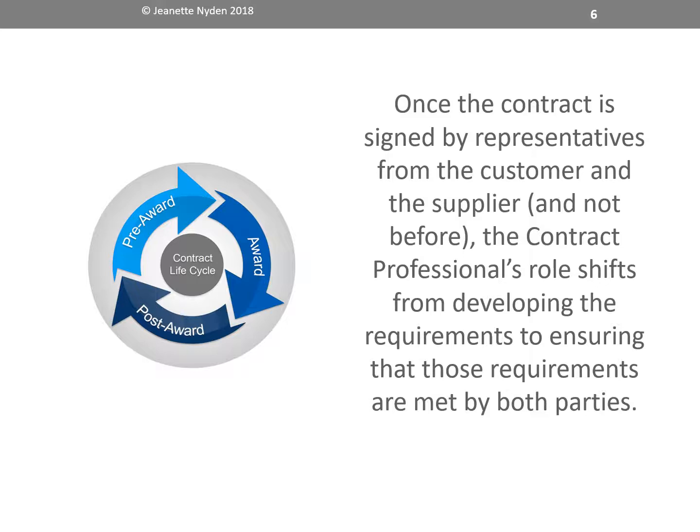This is the contract life cycle to the left as you look at the screen. Once the contract is signed by representatives from both the customer and the supplier, and ideally not before, but we don't live in an ideal world, the contract professional role shifts from developing the requirements to helping to ensure that those requirements are met by both parties. Now, some companies, that's the same person for the contract professional. In other companies, it's a different person. If it is a different person at your organization, please forward this to them so that they can get the learning.